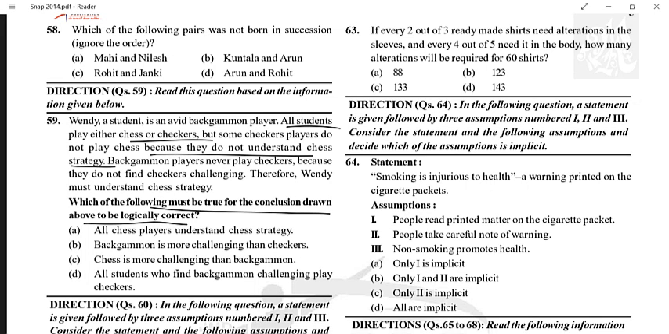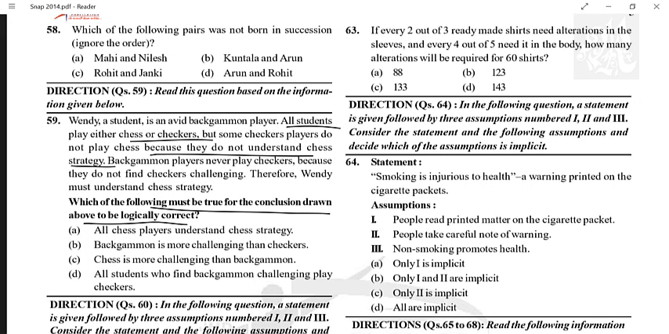So they are somebody who don't find checkers challenging. Therefore, Wendy must understand chess strategy. Now, this is based on a very simple thing: chess players understand chess strategy. Checkers players don't understand chess strategy. They find it too difficult. Backgammon players find checkers too simple. That's why they do not play checkers.